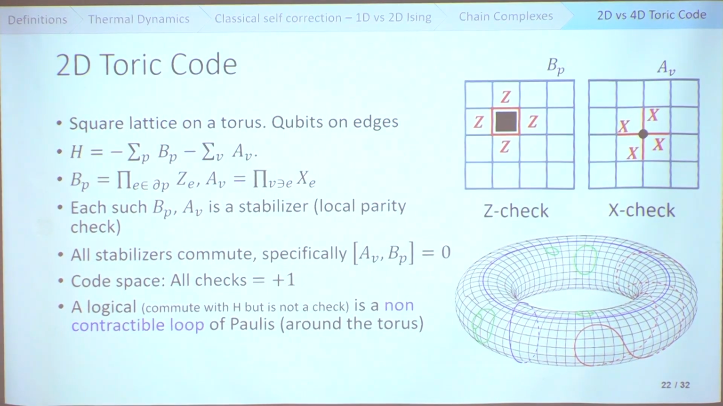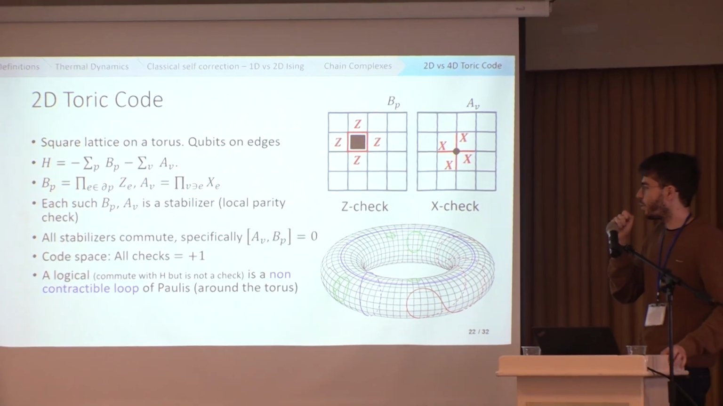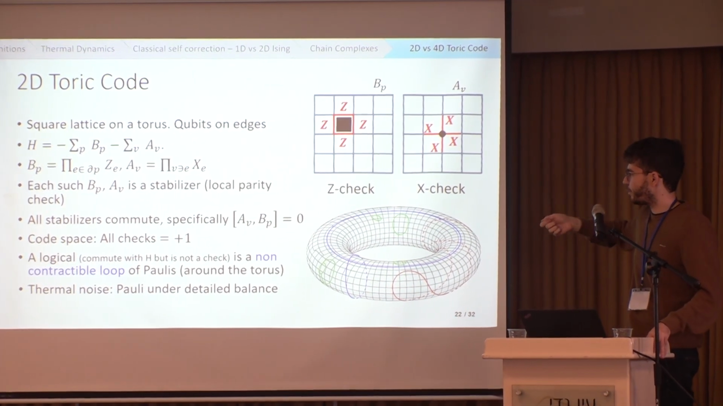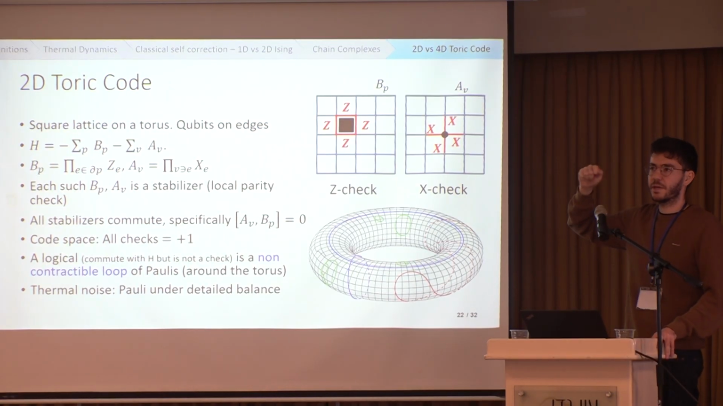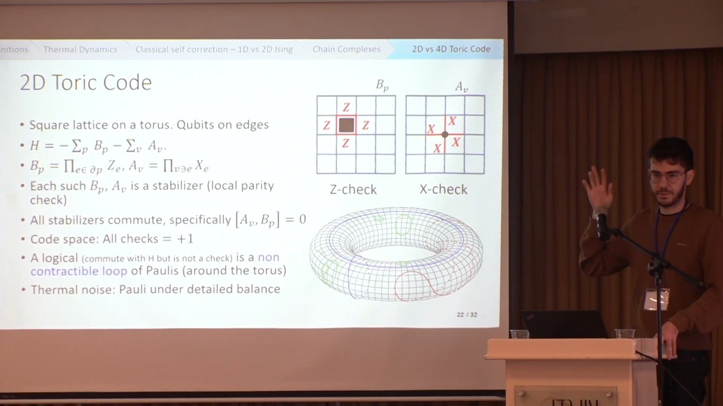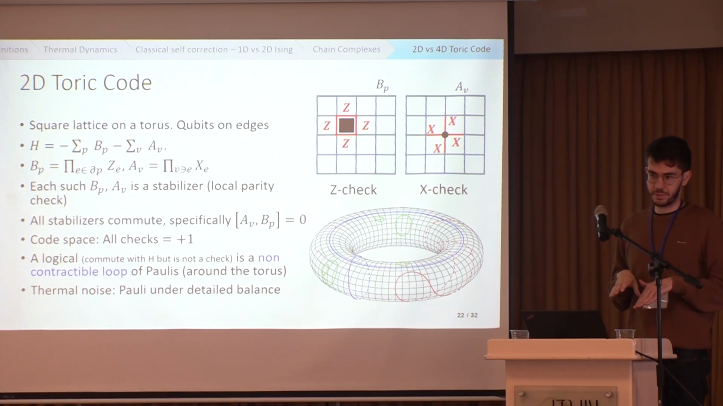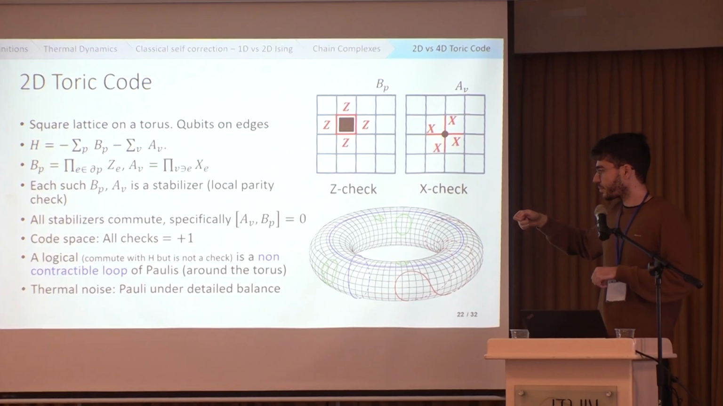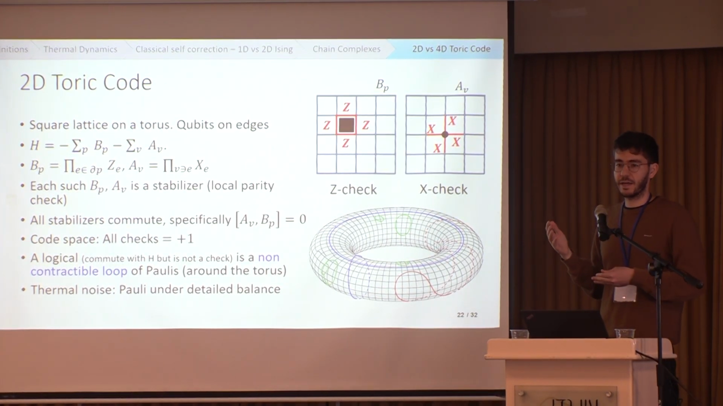Okay, let's move on. The important point is to understand that in order for a logical operation to be performed by noise, some non-contractible loop of Paulis needs to happen. As long as we don't have this non-contractible loop, we stay in the same code word. And as before, the thermal noise acts with Paulis instead of flips, under detailed balance.